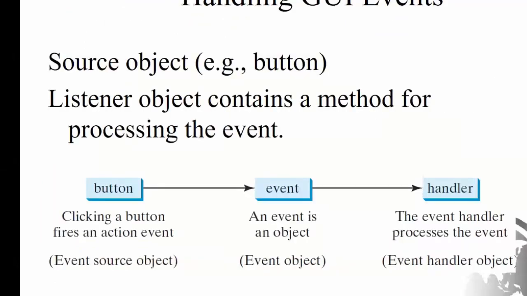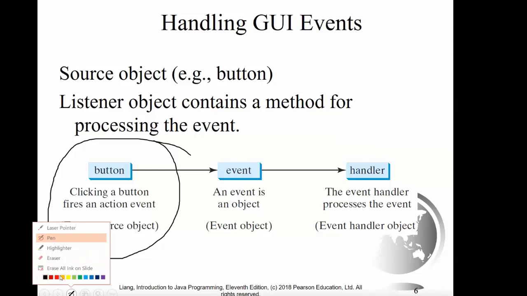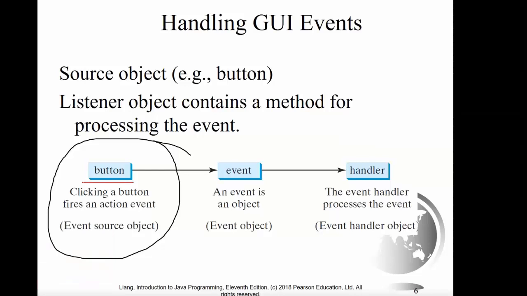Good. Now, how do things happen and what are the events? Before we see the code, let us see the concept. What is the source of the event? In the example I explained now, it was the button. When you click the button, an action event is fired. Event has many subtypes. One of them is the action event. There are mouse events. There are key events. So when you click a button, the button fires an event object.